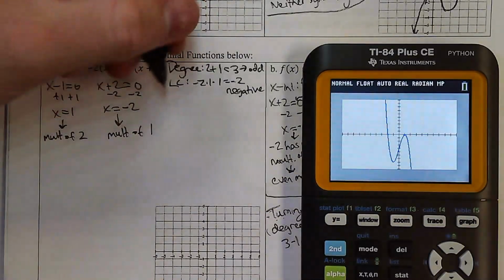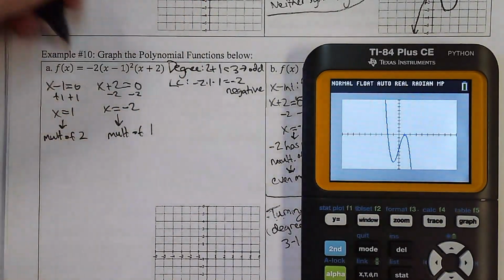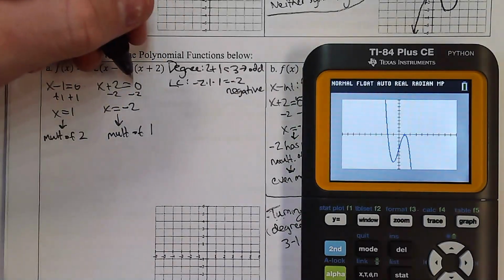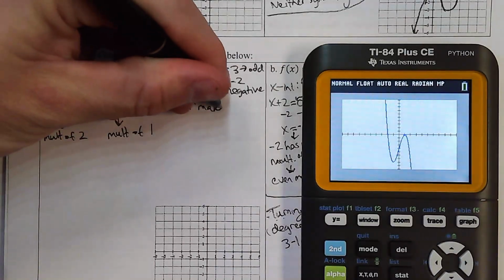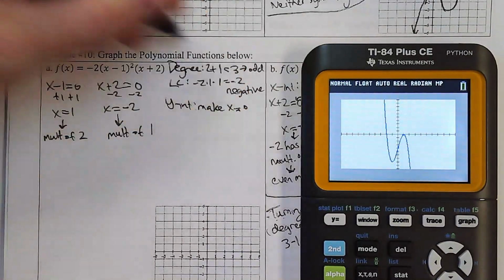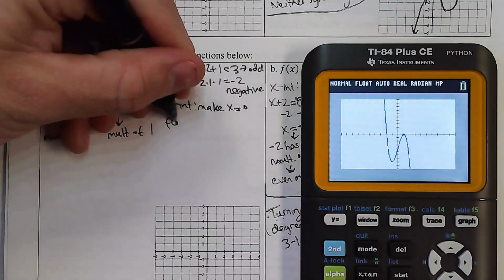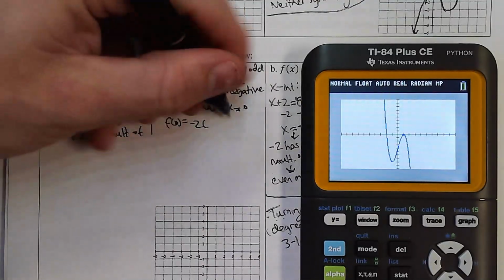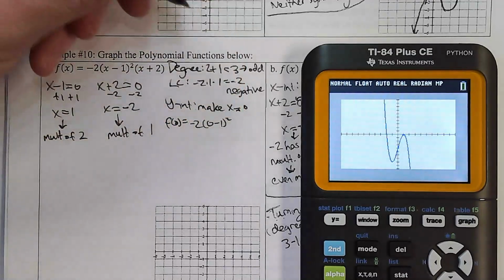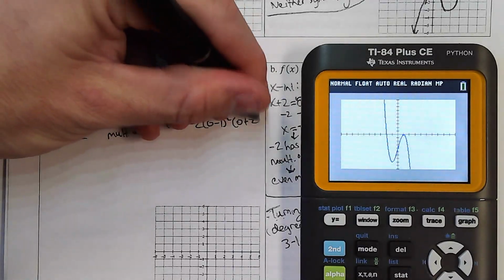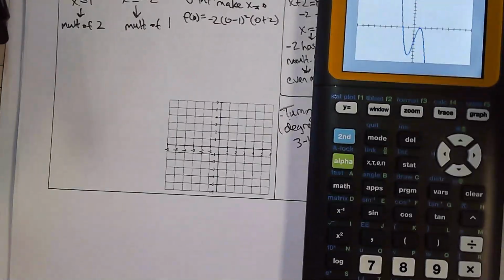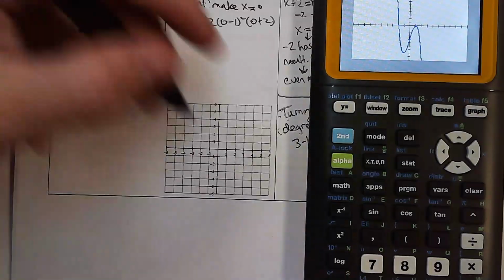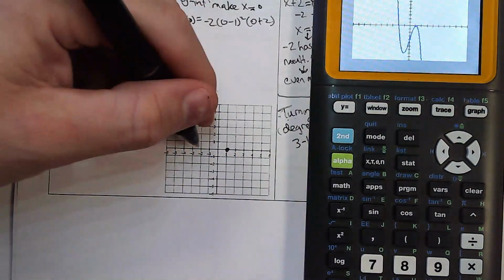To find the y-intercept, we'll make x equal 0. This time, the y-intercept's not given to me, so it'll be f of 0 is negative 2 times 0 minus 1 squared, times 0 plus 2. So this will help you find the y-intercept. I probably should put those points there. My bad.